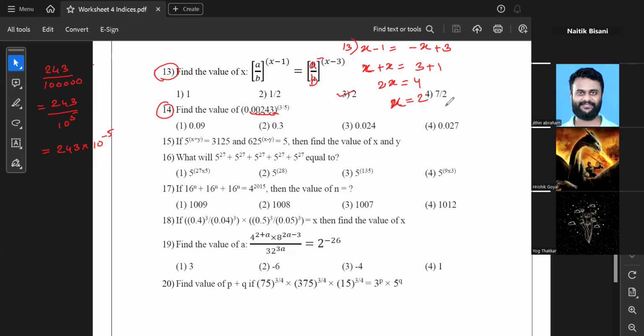Sorry Naitik, I could not hear you properly. Sir, I have a doubt in the question, but not in this technique. I understood this technique. You have a doubt in the question. What is your doubt in the question?